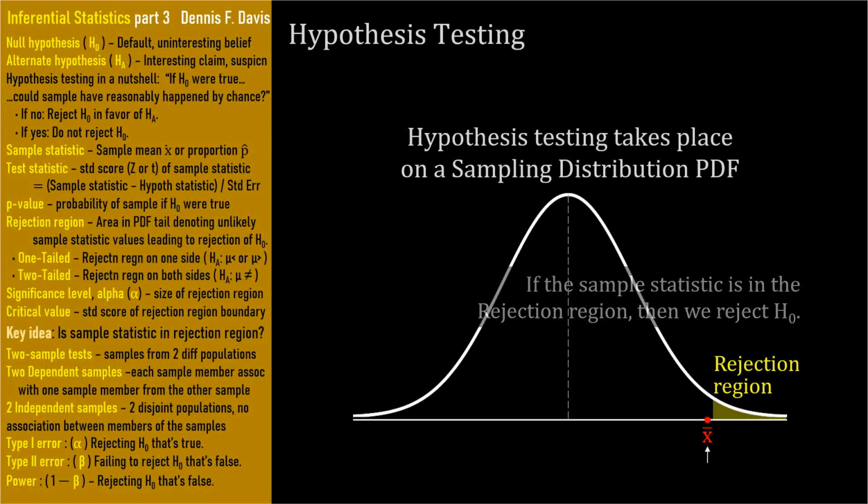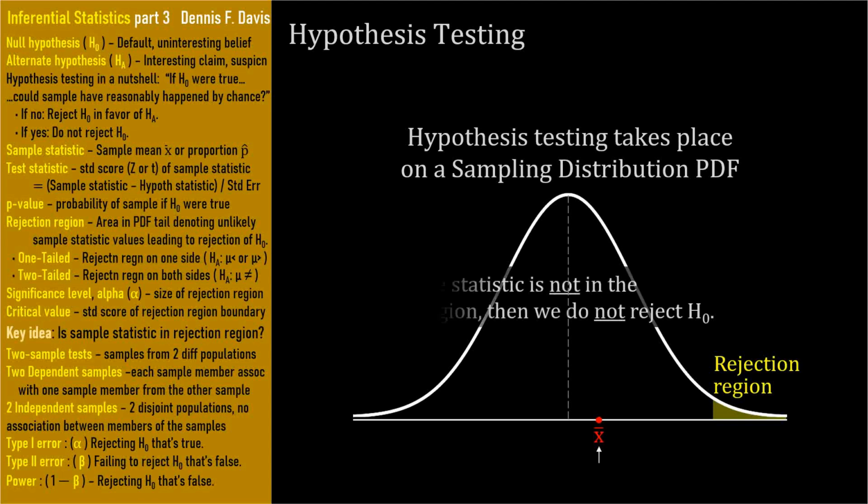On the other hand, if the test statistic does not lie in the rejection region, then we do not reject H0. We conclude that the sample statistic is a reasonable outcome if H0 were true.